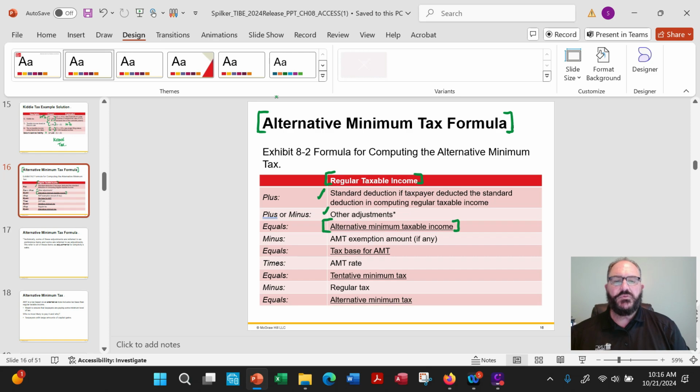And then there's an exemption amount, if there happens to be any. That gives you the tax base for the alternative minimum tax, times the rate. Then you have the tentative minimum tax minus the regular tax, which gives the alternative minimum tax. Again, the purpose here is to ensure that enough tax is being paid, and it generally impacts people that have a significant amount of investments.